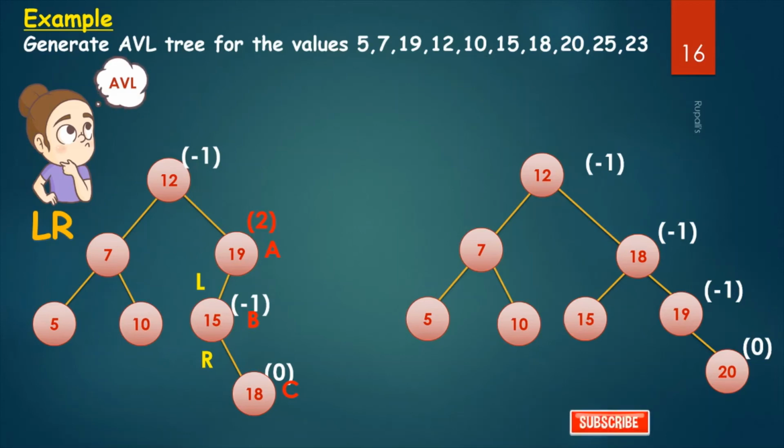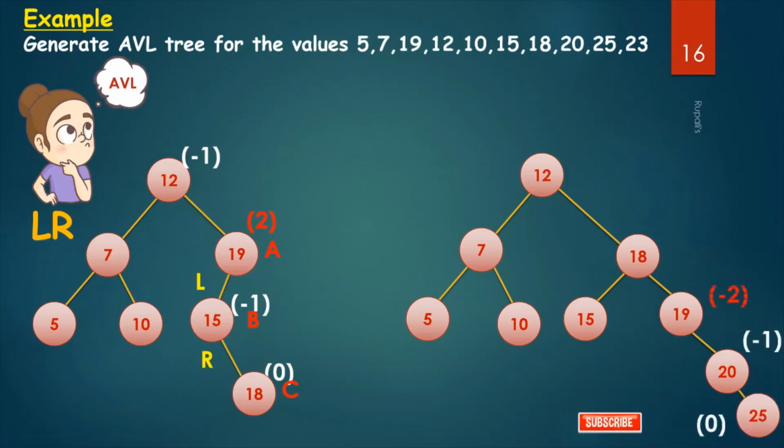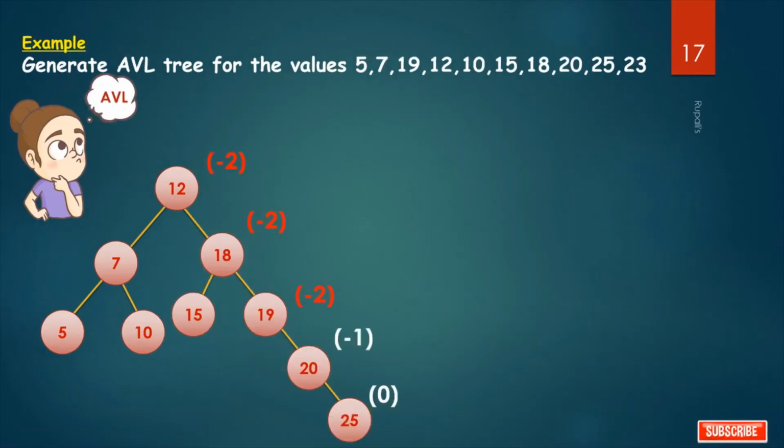Now add 25. Check the balance factor. Here it is minus 2. So this one is our A node, not this one, because the nearest ancestor of 25 where the balance factor is minus 2 is this node. So this is our A node, 19. So 19 is our A node.